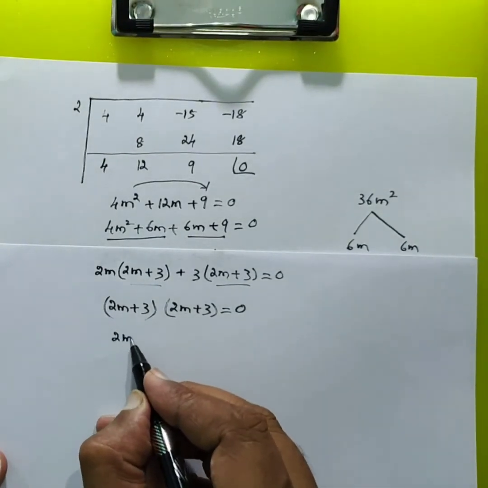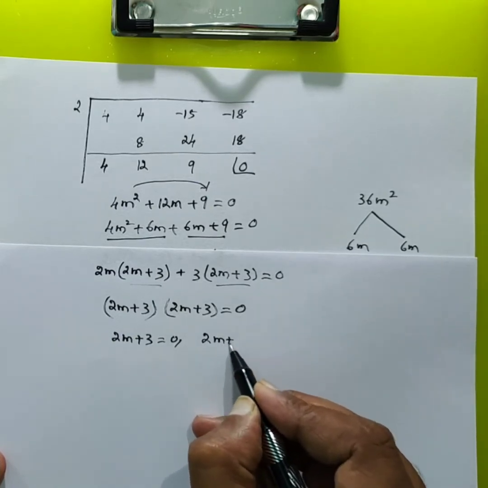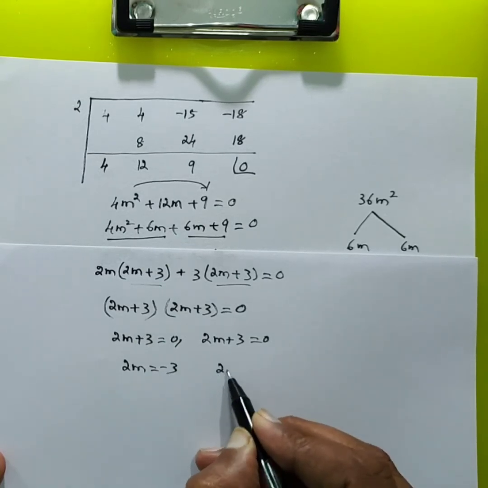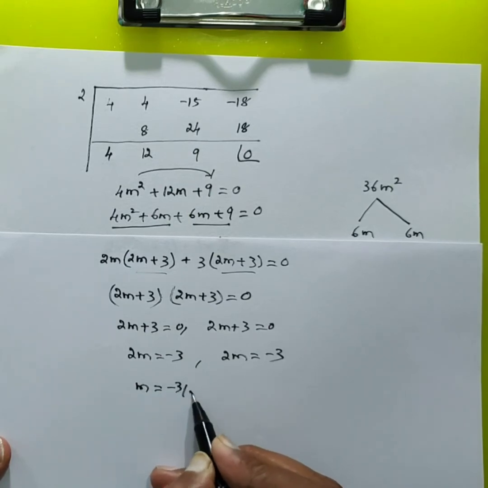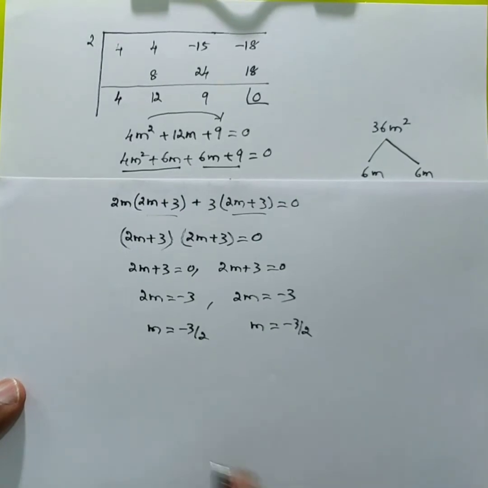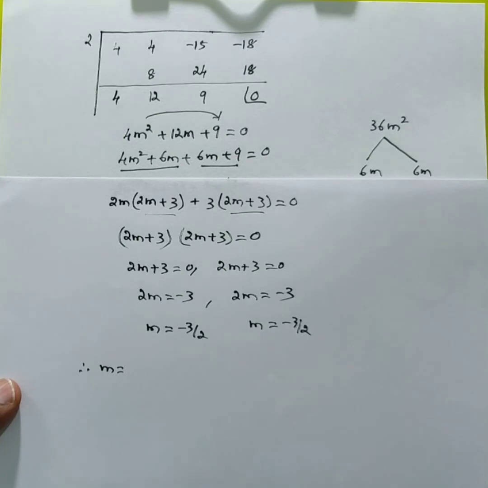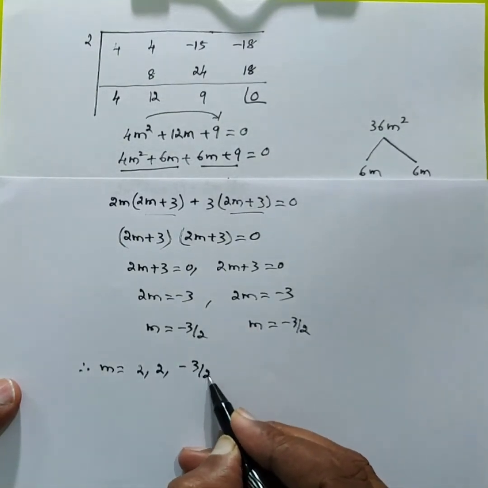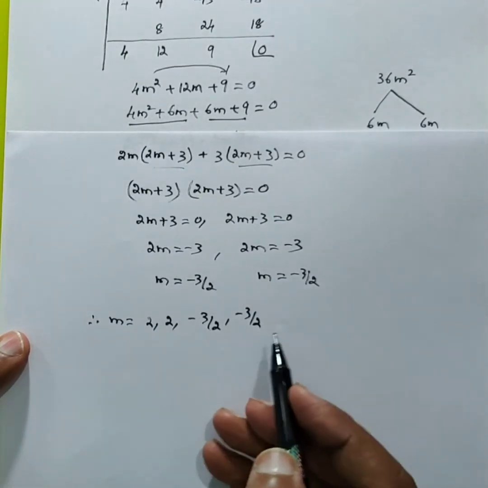So here 2m plus 3 is equal to 0. So 2m will be how much? Minus 3 in both the cases. M will be how much, if cross multiplied? Minus 3 by 2. So the roots are repeated over here. So write down all the roots that you have. The first root you have got is 2. The second root is also 2. The third one is minus 3 by 2. And the fourth one will be minus 3 by 2. So the roots are repeated over here.